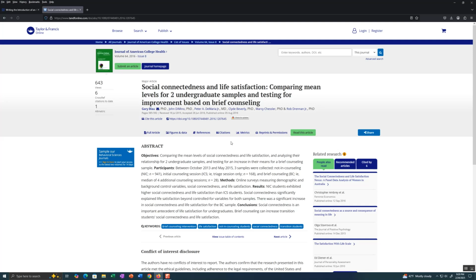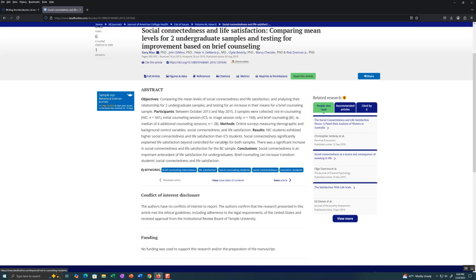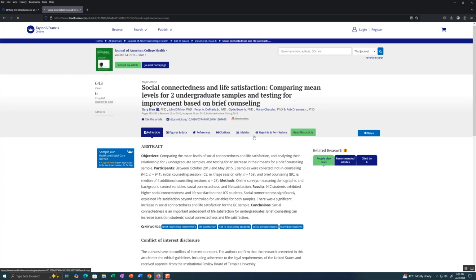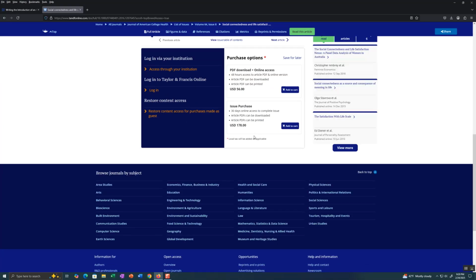So let's click on this. And I hit read the full article. And it doesn't let me do it. It tells me if I want to buy the article, I got to pay $56. Now, there's no way I'm paying $56 for this. And neither should you. Do not pay for these articles. If you can't find them, go find a different article.